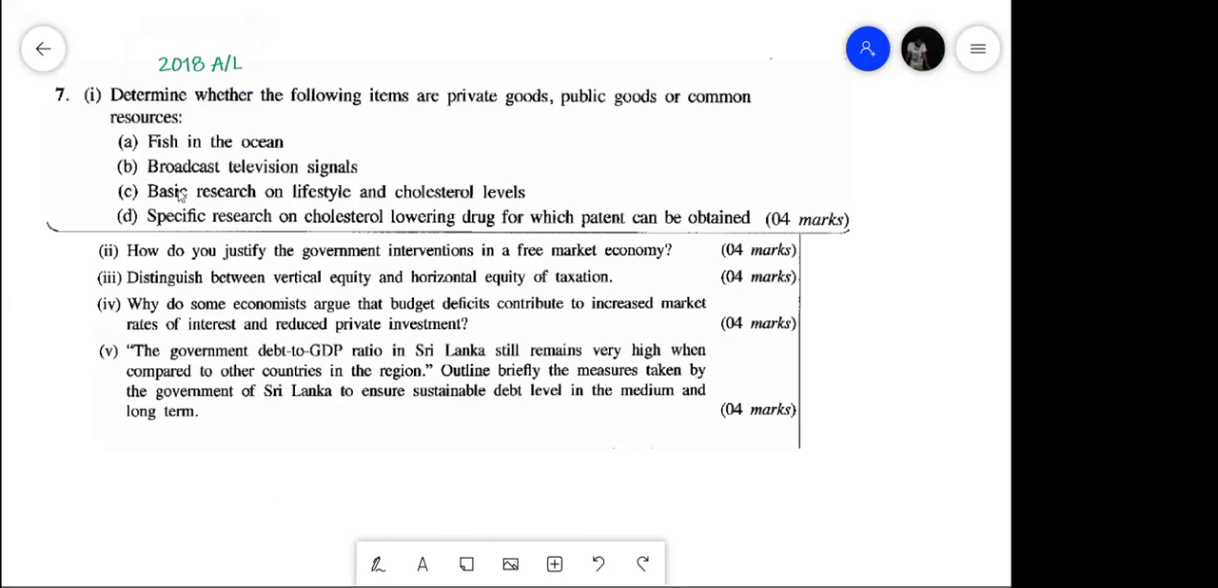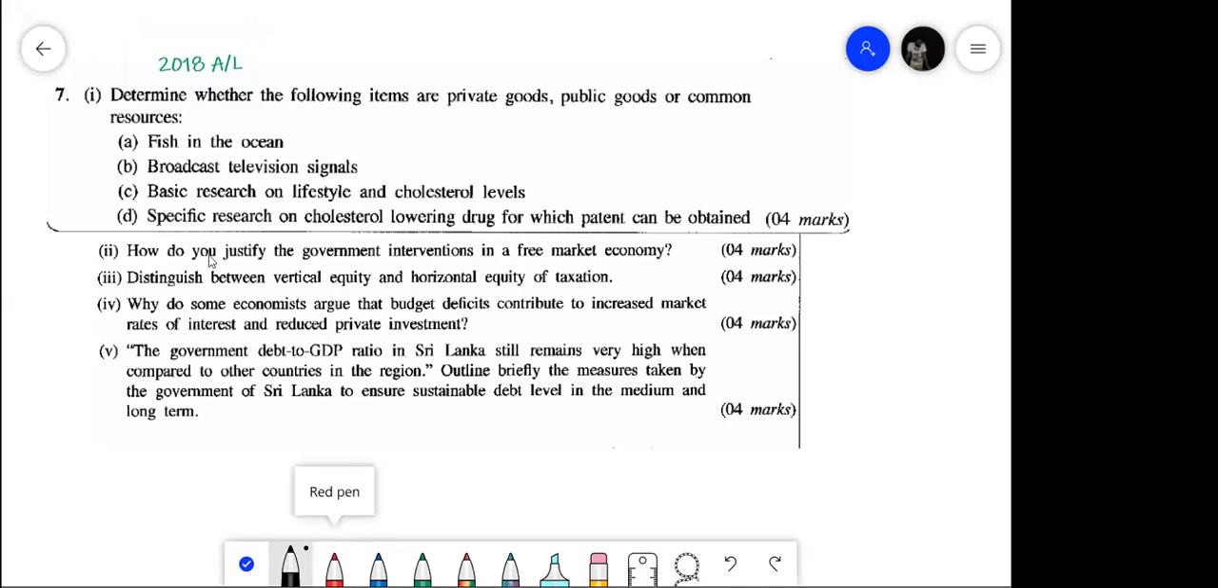First of all, starting off with: determine whether the following items are private, public, or common resources. Guys, can you give me the answer? Fish in the ocean, common resources, right? Broadcast television signals, it's a public good, right? No one is getting affected. Even mobile phone signals, public good. Okay, so this is public.